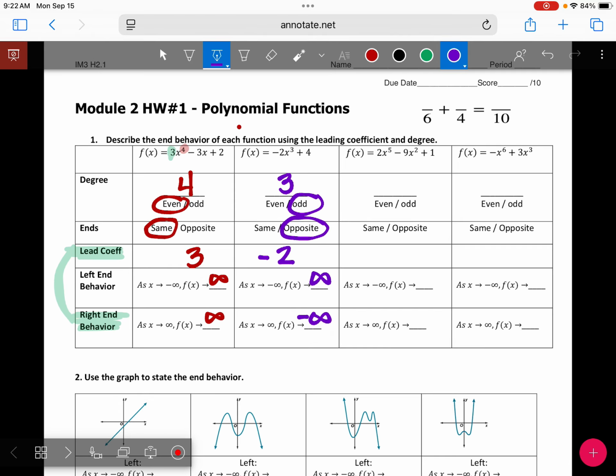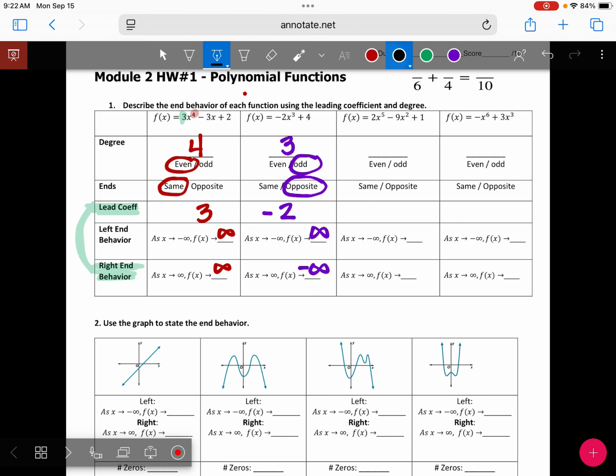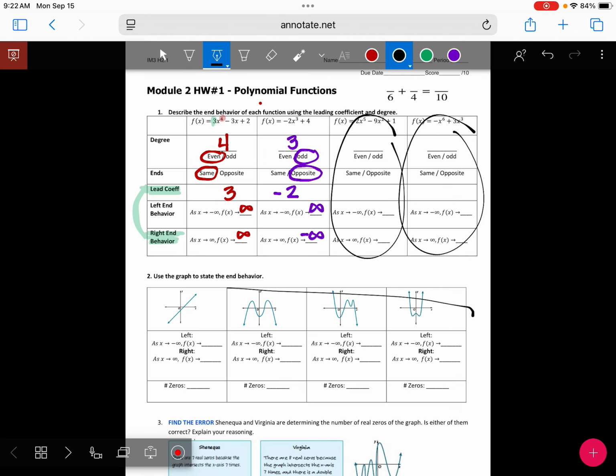All right, so I want you to use this time to finish out these two. Do these two. And I want you to do this top row here before you leave today.